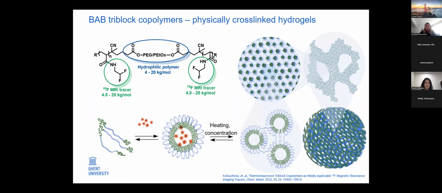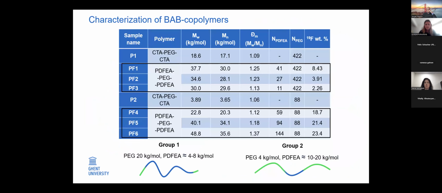These polymers have this specific architecture because, as was already said today, they make nanoparticles at low concentrations. And then when you increase the concentration, you create these bridges between the nanoparticles, and the nanoparticles can create these self-assembled, physically cross-linked hydrogels. So I made two groups of polymers, one which has a very long polyethylene glycol and very short thermoresponsive side chains, and then inverse polymers with short PEG and long thermoresponsive side chains.